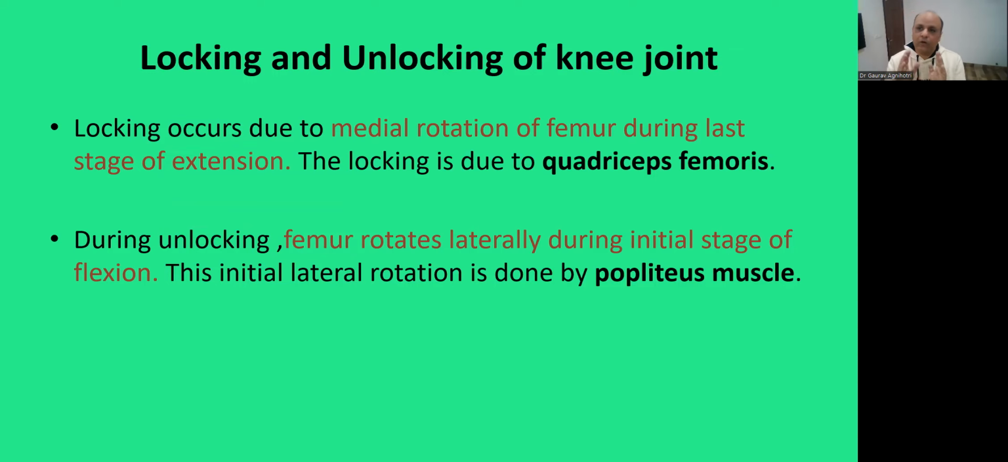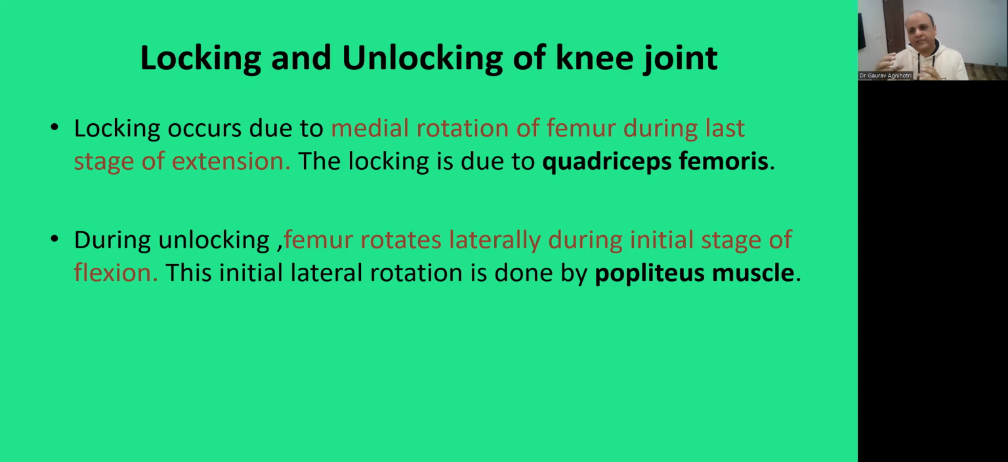joint. So when we are normally standing in the attention position, when the knee is fully extended, we say it is locked. So locking occurs due to medial rotation of femur during the last stage of extension. What happens is that the lateral condyle and the medial condyle, their sizes are different. So for proper adaptation, lateral condyle size is smaller, medial condyle size is bigger.